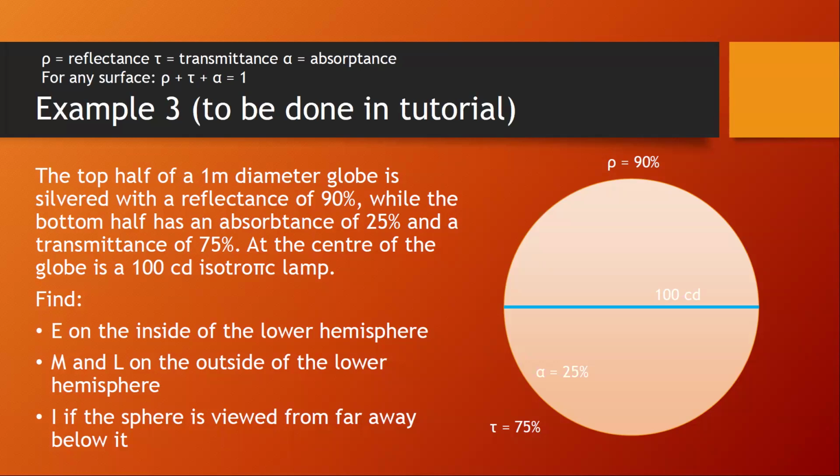The question is giving us that you got a reflectance of 90%. Probably you have something inside the globe so that it increases its reflectance. And it gets reflected, and then you have the transmittance of 75% getting out of it. And you got an alpha or absorptance of 25%, which is absorbed by the globe. And you got a point light, an isotropic lamp, 100 candelas right in the middle. And we want to find E.